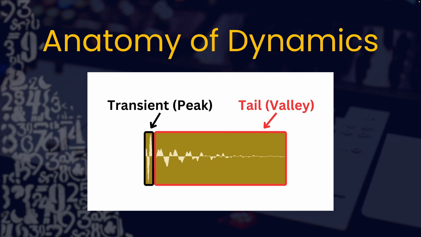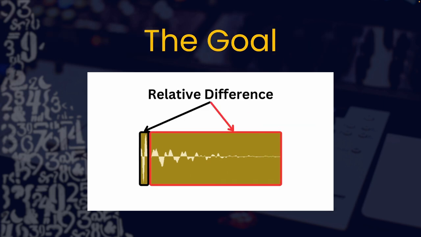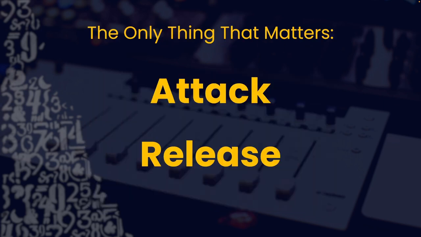The point of dynamics and the point of compression is to really control the difference between the two. So we're gonna control the relative change between the transient and the rest of the note. The only thing that truly matters with this in mind is our attack and release with our compression.